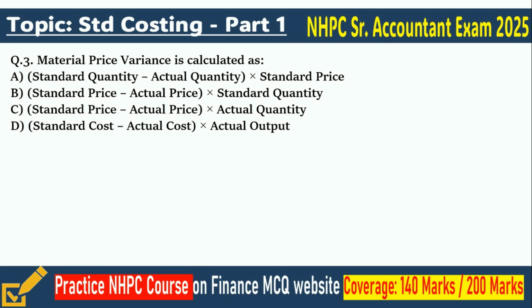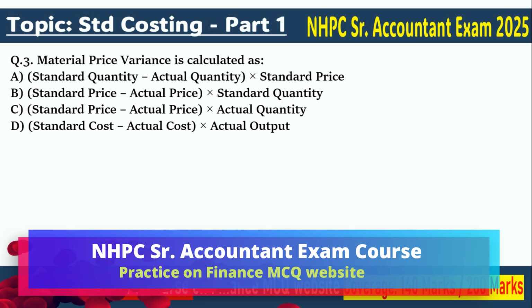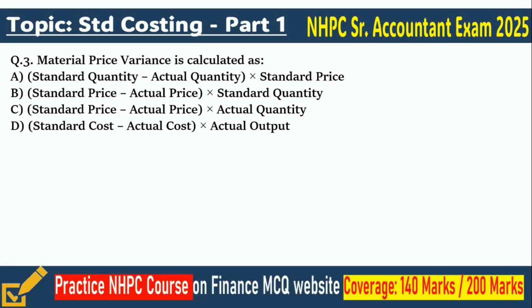Moving on, friends, next question. Material price variance is calculated as, option A, standard quantity minus actual quantity into standard price. Option B, standard price minus actual price into standard quantity. Option C, standard price minus actual price into actual quantity. Option D, standard cost minus actual cost into actual output. So friends, pause the video, think over it and let me know the correct answer.